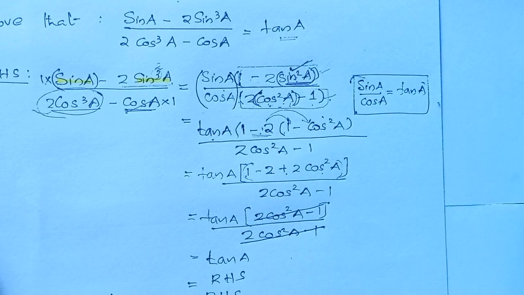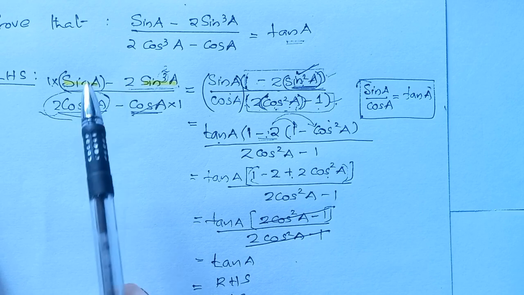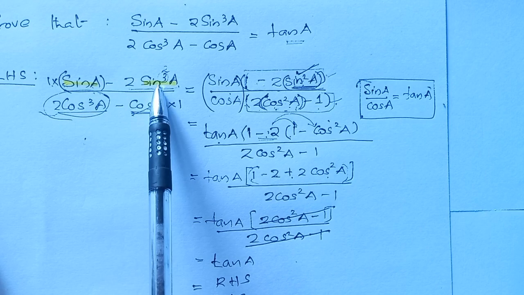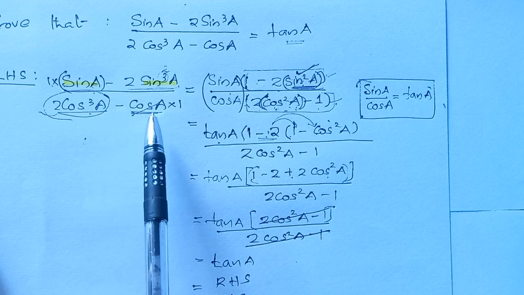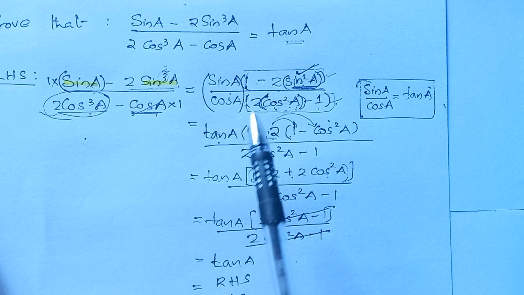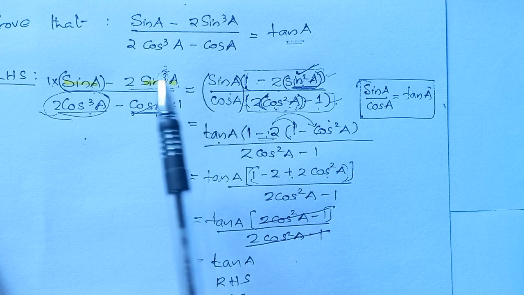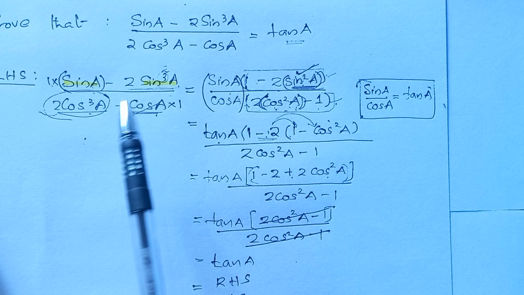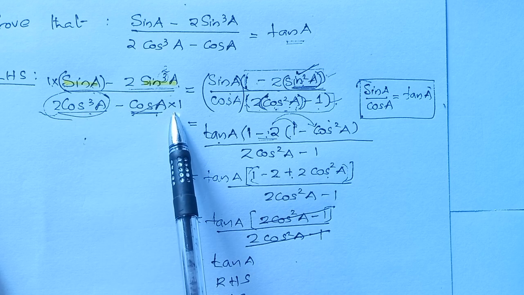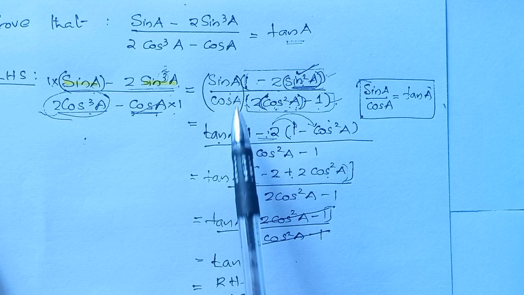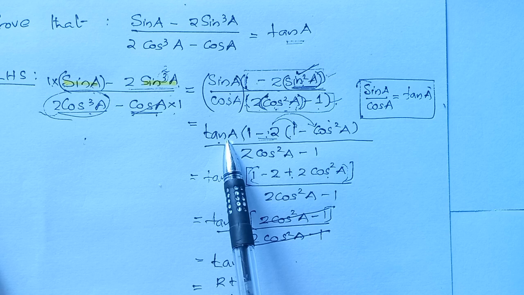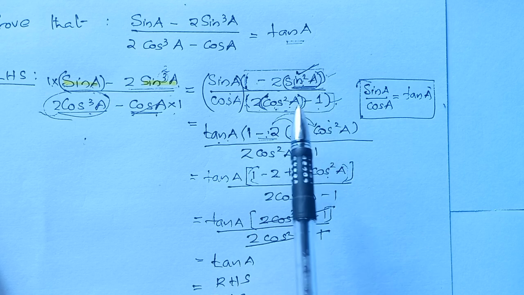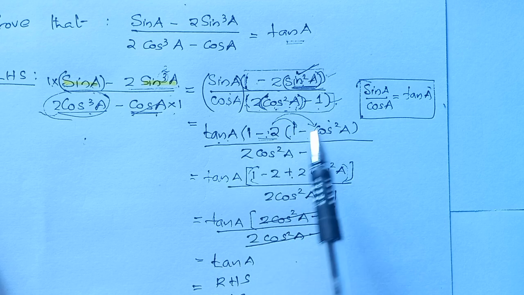So look at the steps once again. From the first step, from the numerator we have taken sin A as common, and from the denominator we have taken cos A as common. So we get sin A by cos A into what remains in the numerator, 1 minus 2 sin square A, and in the denominator 2 cos square A minus 1. And we know that sin A by cos A is tan A, and the rest is either the numerator sin square A or the denominator cos square A to be changed.